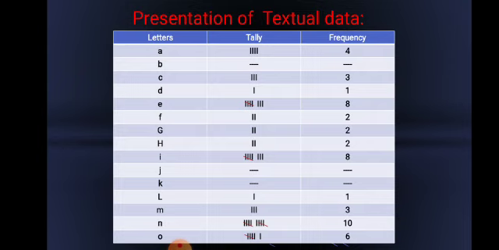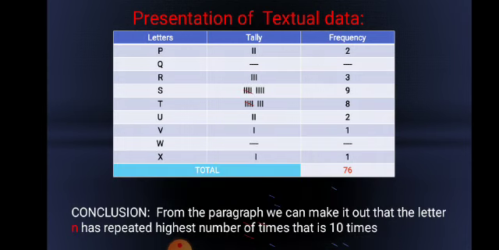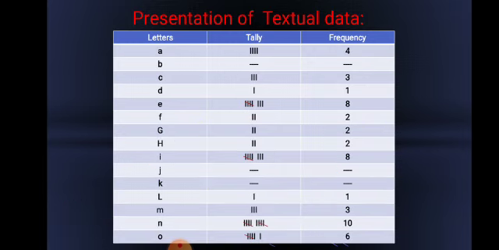Let us see, I have prepared a table for this example. So letters starting with A, B, C, D, E, F, G, H, I, J, K, L, M, N, O, P, Q, R, S, T, U, V, W, X. So the maximum letter in the paragraph starts with the letter A, and ends with the letter X. Okay, so now we will prepare a table, right?